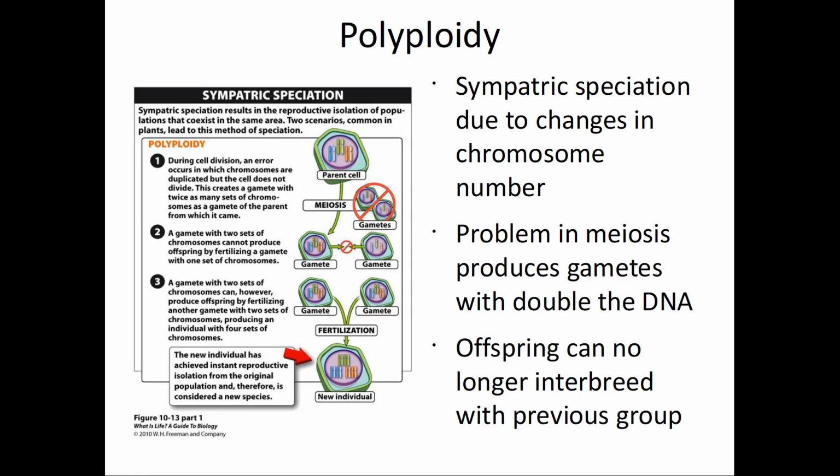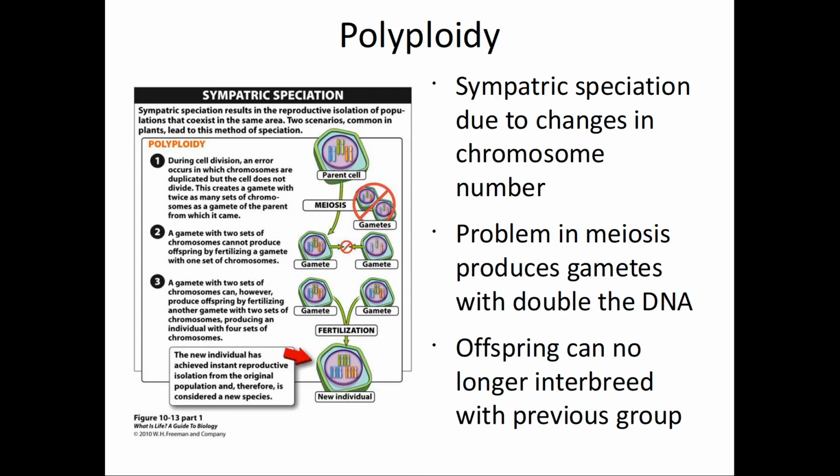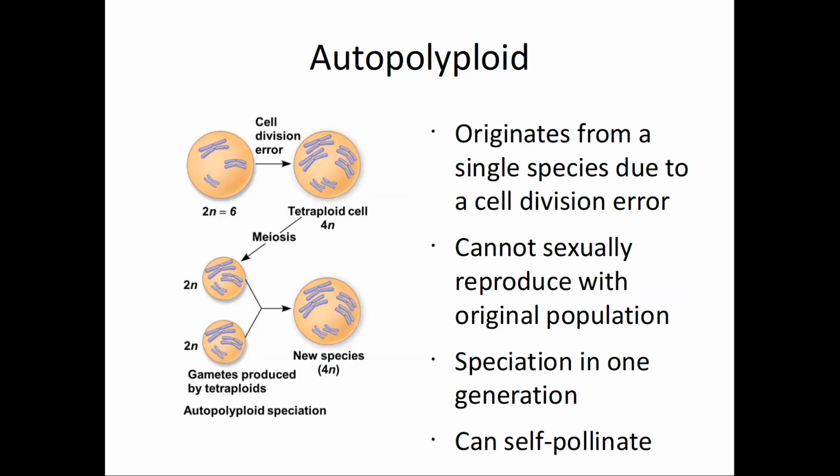They can't interbreed with the previous group because in order to have a successful fertilization event, you've got to have the same number of chromosomes, and that's not typically possible in this case. Now, what can happen though is they can breed with themselves or with very similar species. So you could end up with a new species pretty rapidly with polyploidy.